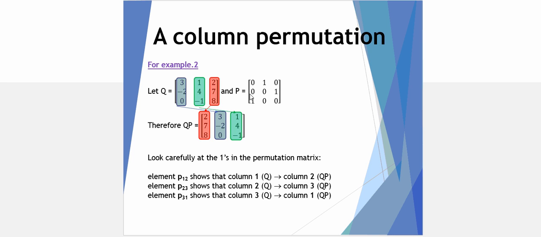Our next one is in row 2, column 3. That means column 2 in our first matrix Q will move, as the key suggests, to column 3. So it's moved across. And then finally, our last one here is in row 3, column 1, which means what was our third column in the matrix has moved to our first, using our element key of 3 to 1. It's a nice simple pattern for column permutations.